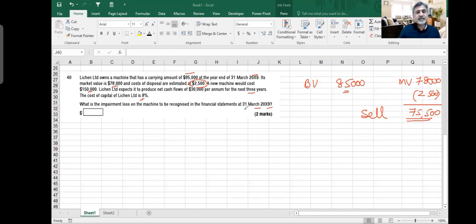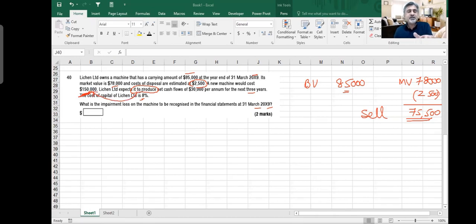Now, they try to cheat you, or not really a good thing, because I see this question used some not good language, because they said that a new machine would cost 150,000. This is irrelevant information. Impairment I calculate for my existing assets. Something which I have to purchase in future, I don't calculate its impairment. So I'm not really interested in this thing. And then it says Lition Limited expects it to produce. So for a moment, it looks like if you purchase this 150,000 equipment, you refer to this part.